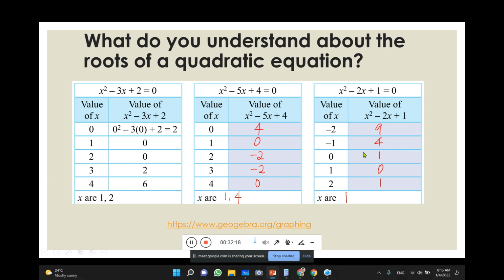Okay, I'm going to show this to you. x squared, when the value of x is negative 2: negative 2 squared minus 2 times negative 2 plus 1. Negative 2 squared over here means negative 2 times negative 2, so we get a positive 4. So I write down it is 4. And then this negative 2 times negative 2 becomes positive 4, isn't it? So you plus 1. The answer is 9.